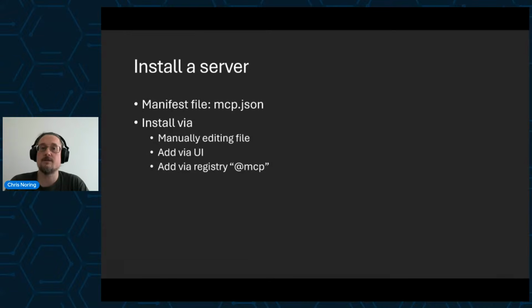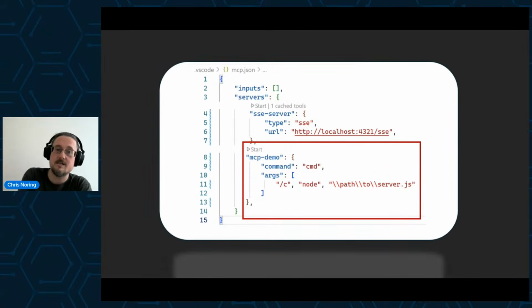And there are, of course, different ways of installing these. You can manually edit the file. I tend to do that because that was the only support that existed 6 months ago. But nowadays, you can add it via the UI easily through VS Code, or you could add it through our brand new registry that you can access by going into the extension part and typing @mcp. So if you have Visual Studio Code open, open up the extension tool here on the left side, start typing @mcp, and you will see the registry working, listing a bunch of MCP servers that you could be installing.